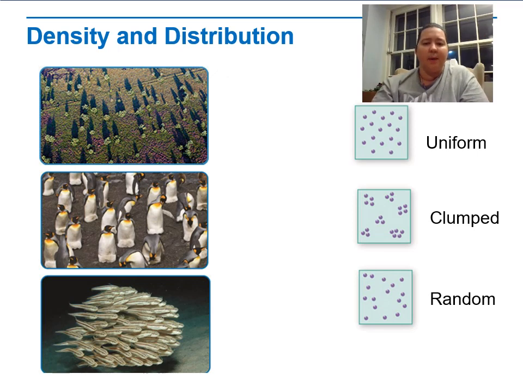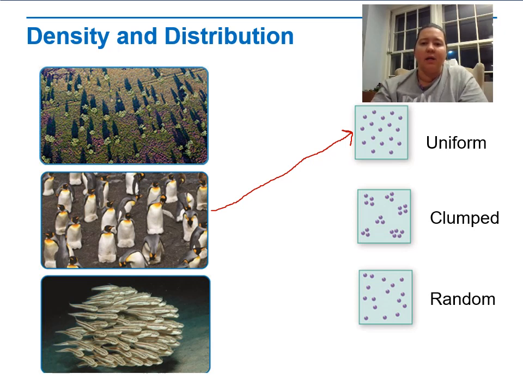So when it comes to populations, we generally find three different patterns. We find the uniform pattern, which these penguins show. It's not really clear in this picture, but you can see they're pretty uniformly spread out. There seems to be about the same amount of space between them, and so on and so forth.